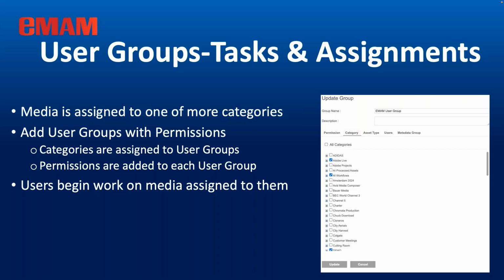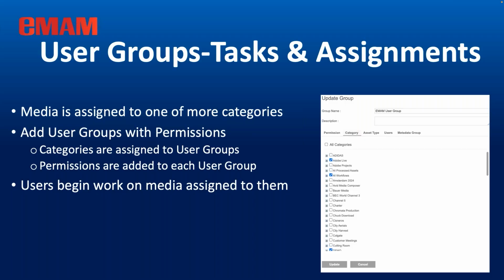Okay, so under the user group, you have a user, and with that user, you want to give them permissions and only give them access to certain categories and so on of media. So when media is assigned to one or more categories, user groups are added with permissions to access that category. And then when they log in, they only see that particular category. And with the permissions that are added by the admin, they only get to process the media based on those permissions as well. So users begin to work on the media that's assigned to them at that point.